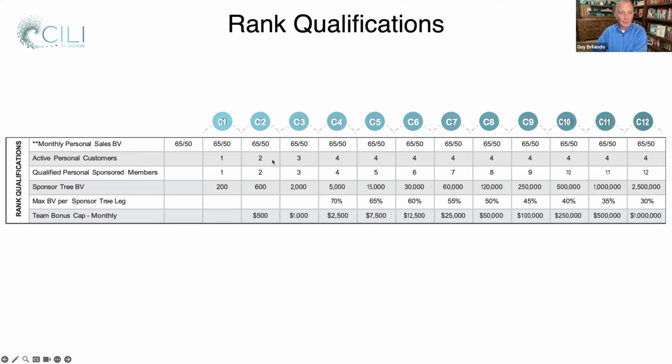Active customers for the US alone, again, it equals 1, 2, 3, and 4, and then it never goes up to 4. So at C4, it's 4, and it never goes up from there. The qualified sponsored members equals the number in rank. Pretty straightforward there. Now, obviously, qualified meaning they have placed their order, they just got started.